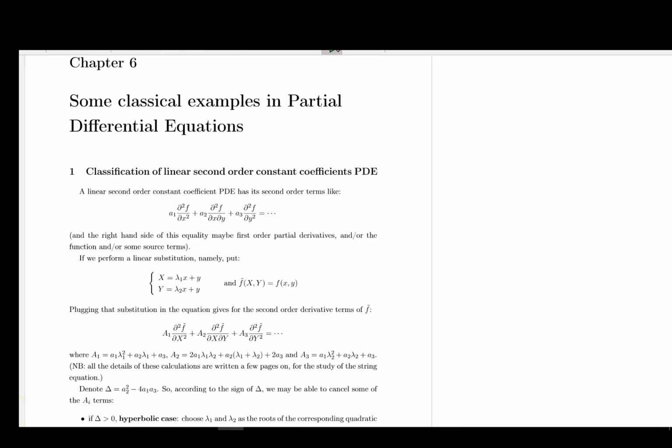Okay, so some classical examples in partial differential equations. Last year we treated a few partial differential equations, and mostly we used to treat them with a well-founded substitution, and none of the time, as I remember, did we introduce some initial conditions or boundary conditions. So this is going to be a lot more precise, and let's see what we have.